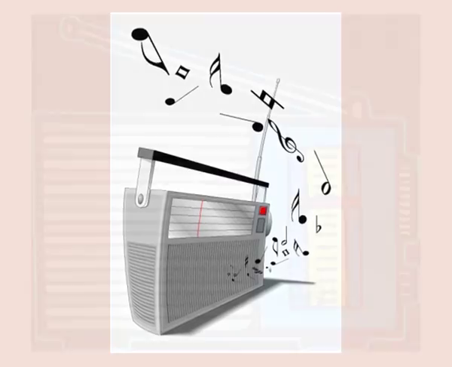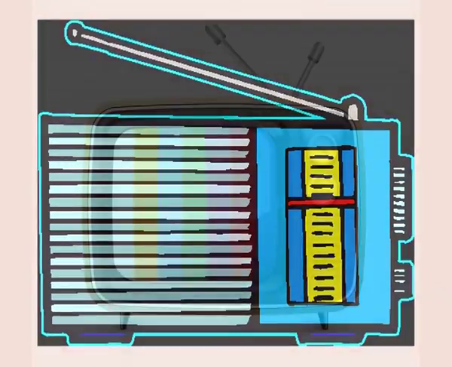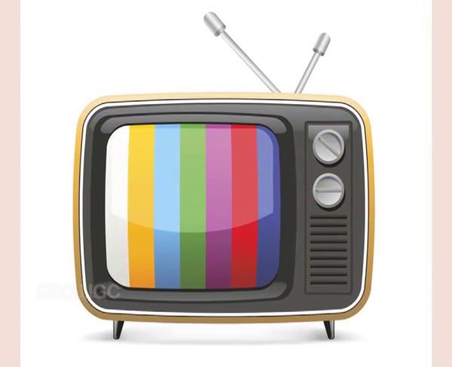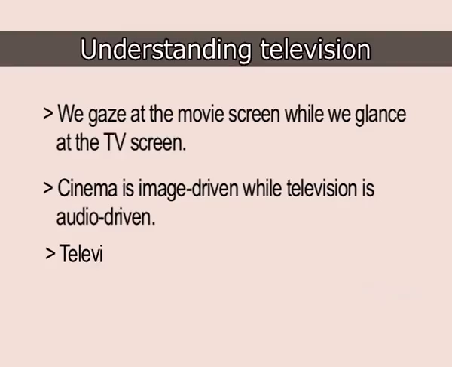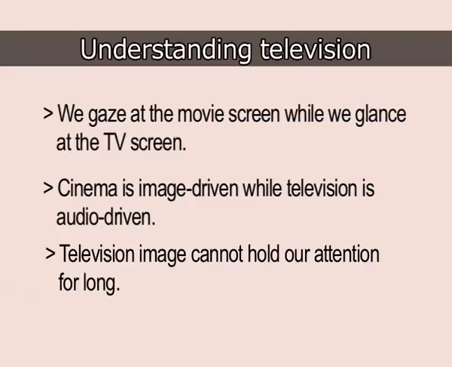It is like a visible radio. So that is why, even today I am saying, television is an audio-driven medium. Even though it's an audiovisual medium, it's an audio-driven medium because the audio plays a more important role in television. Now, television image cannot hold our attention for very long because the image is smaller in size and the image quality is not as good as cinema.